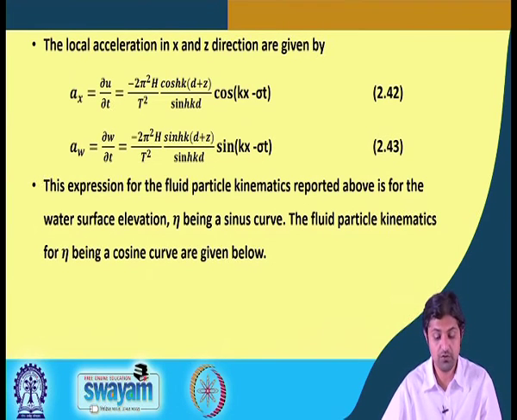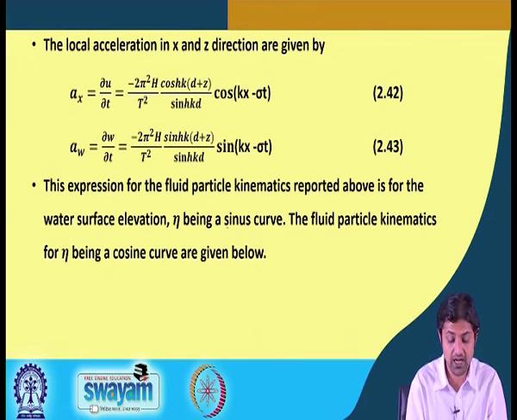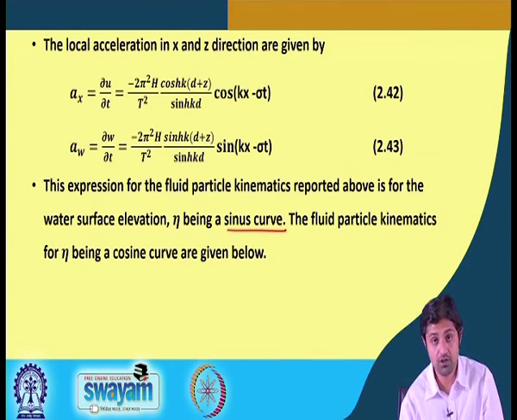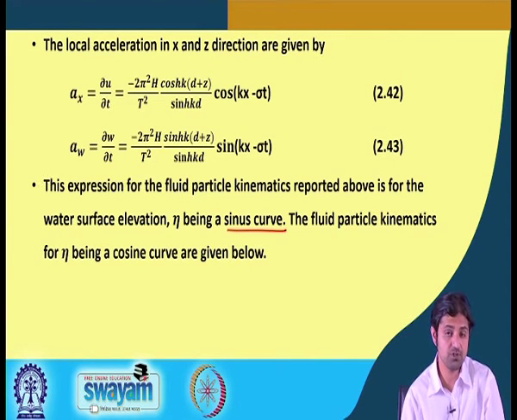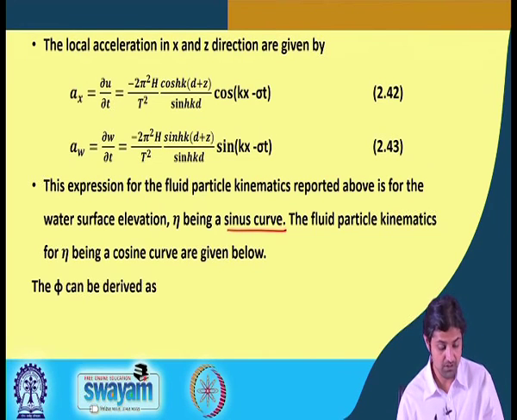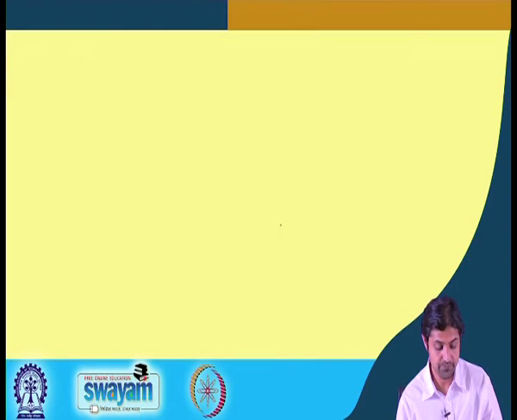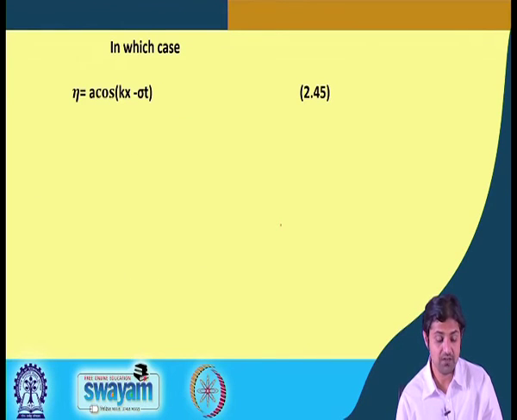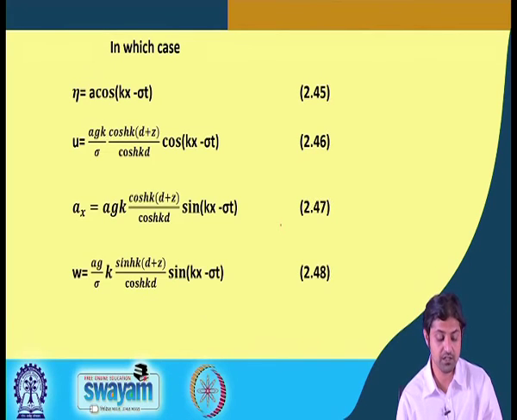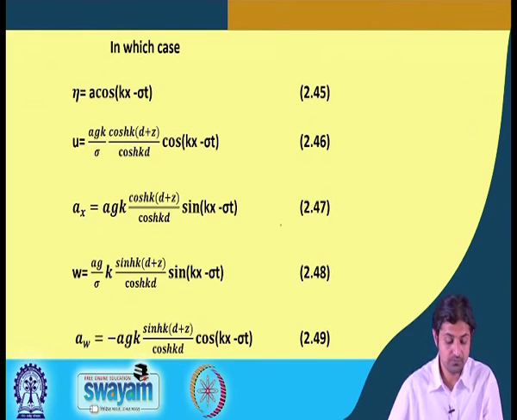So, this expression for fluid particle kinematics reported above is for water surface elevation being a sine curve. So, we have started with a velocity potential where our time variation was sin kx minus sigma t. Similarly, if we assume a cosine curve, the phi can be derived as sin kx minus sigma t, correct? So, in this case eta will be a cos kx minus sigma t, the u and ax and w and aw will change.